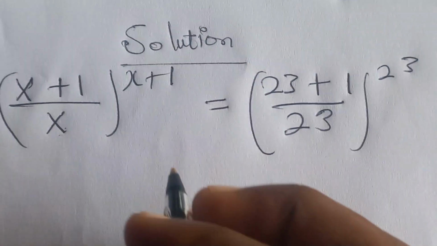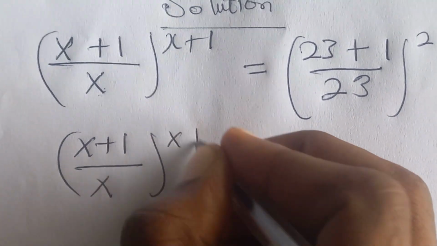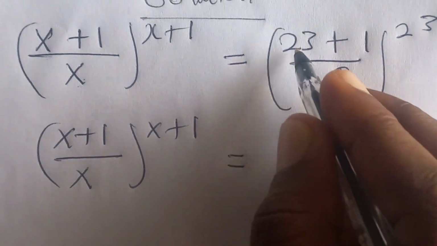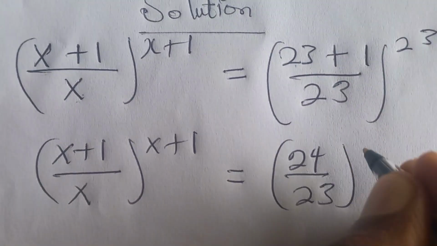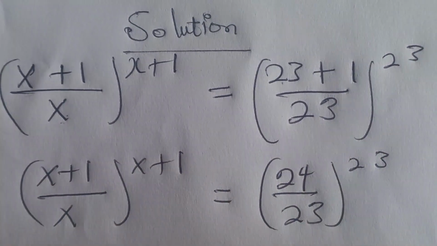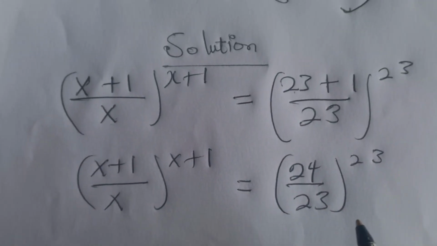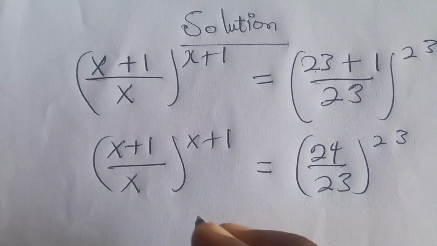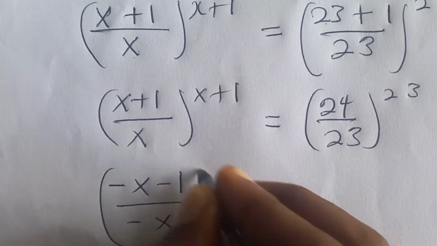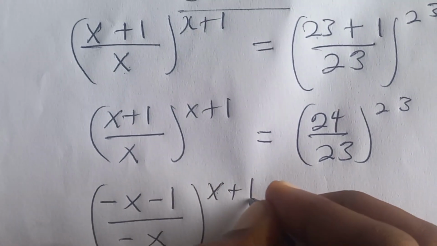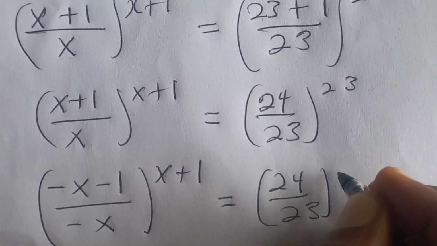So from here, you're going to get ((x + 1)/x) to the exponent x plus 1, which is equal to (24/23) exponent 23, since 23 plus 1 is 24. Now, looking at this, let us multiply the left hand side by -1. By doing so, we are going to get ((-x - 1)/(-x)) all exponent x plus 1, and it's equal to (24/23) all exponent 23.